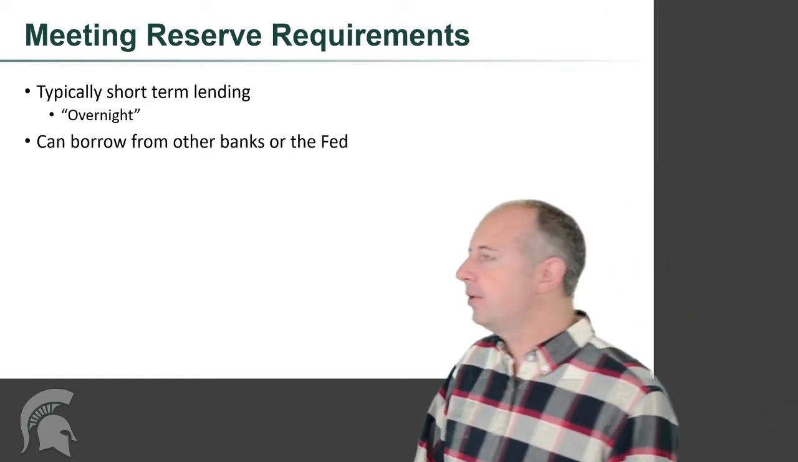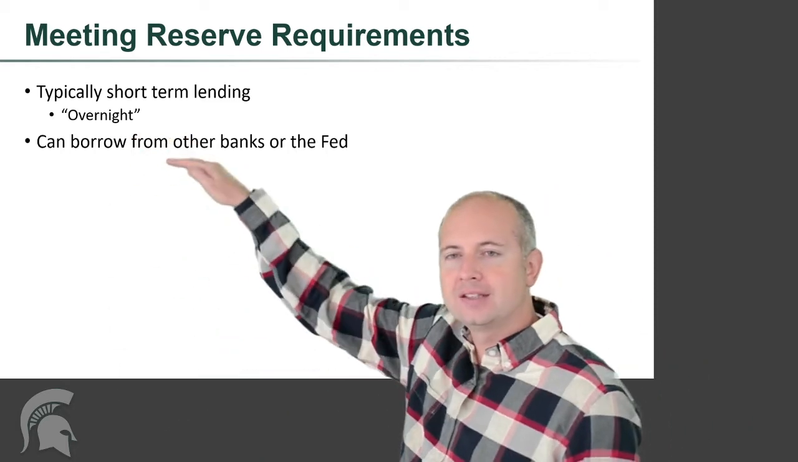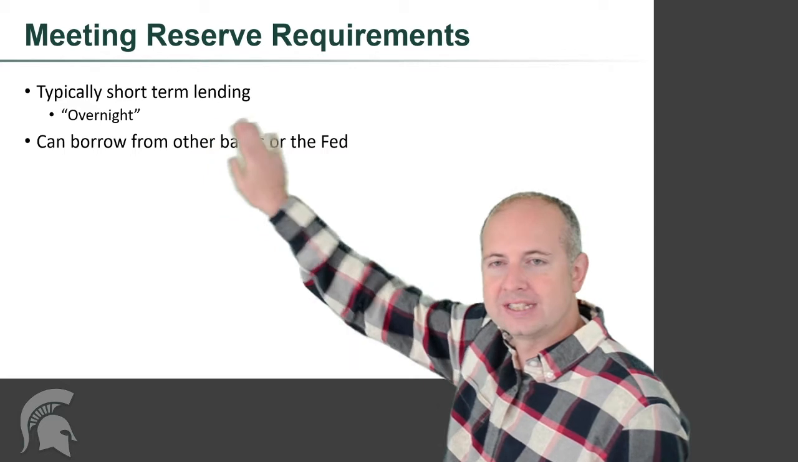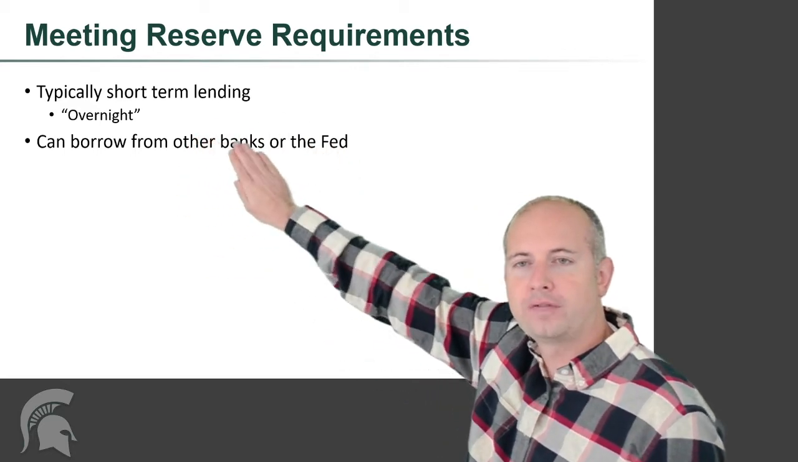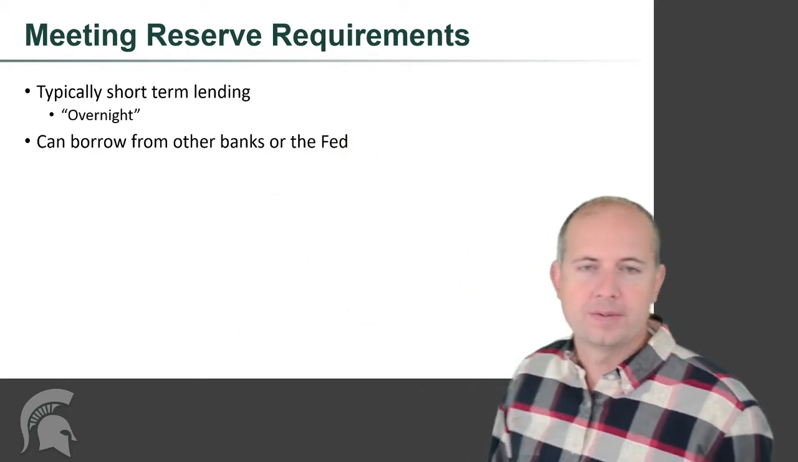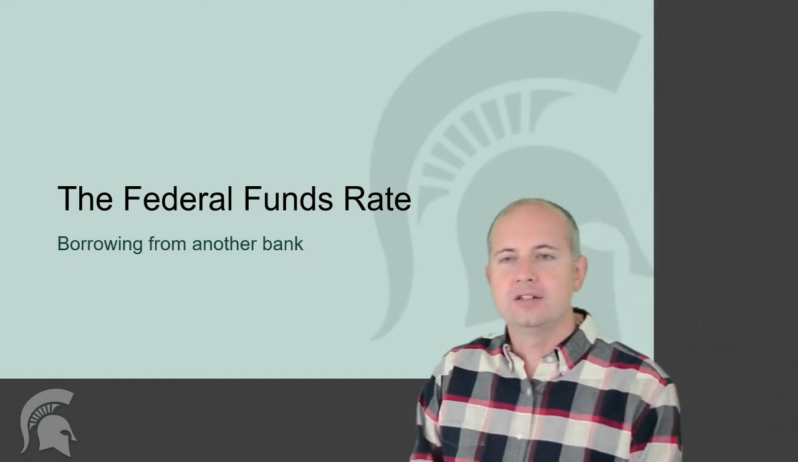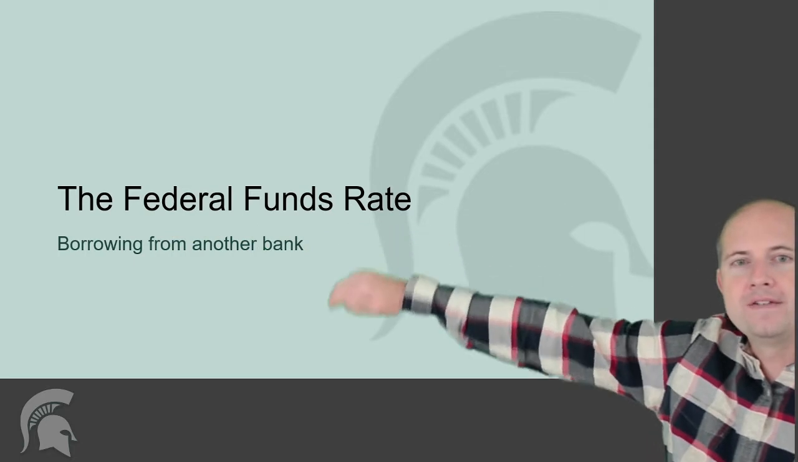When I'm doing this short-term borrowing, I can borrow from other banks or from the Fed. We're going to talk about both of these. These are two distinct options. They have different terminology. So I can borrow that $5 from another bank, or I can borrow it from the Fed. The first thing I can do is borrow from another bank, and that is where we're going to learn about the federal funds rate.